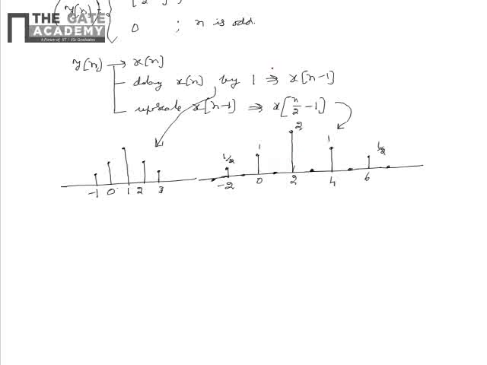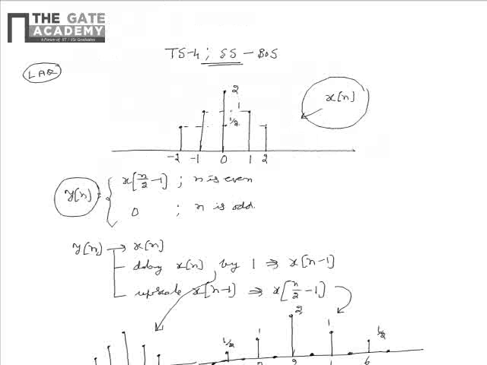So from this we see that y of n can be obtained from x of n by delaying x of n by 1 unit and then upsampling the resultant signal by 2 along the n axis to get y of n. So from this we see that whatever plot we got corresponds to y of n, and the correct option representing the plot of y of n is A.